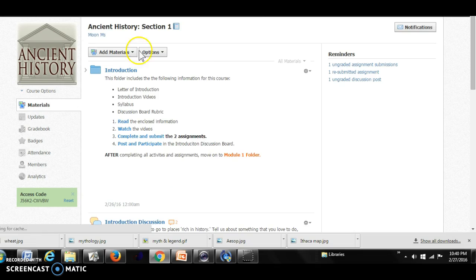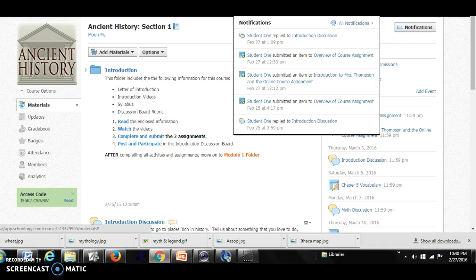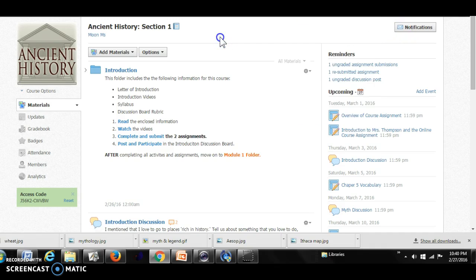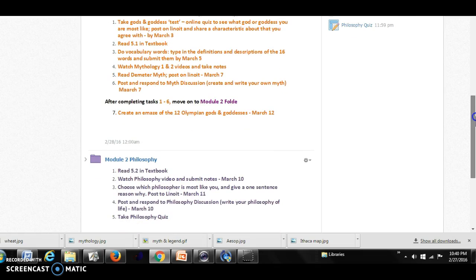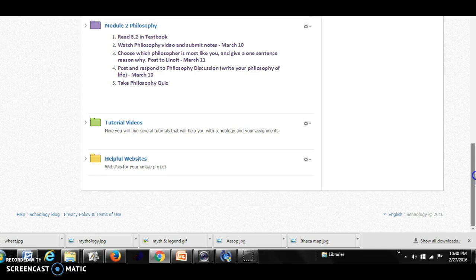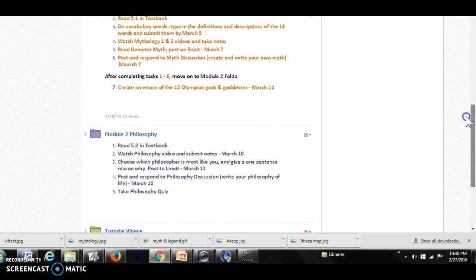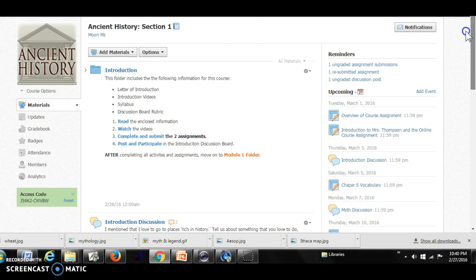organized. It gives notifications as to what's going on, what I have out there, and I get notifications of things that have come in. So I think it's easy to operate. The one aspect I didn't get to work with too much was the grading. So I don't know how that works. But as far as setting up everything, I thought it was pretty easy to use and easy to navigate through.